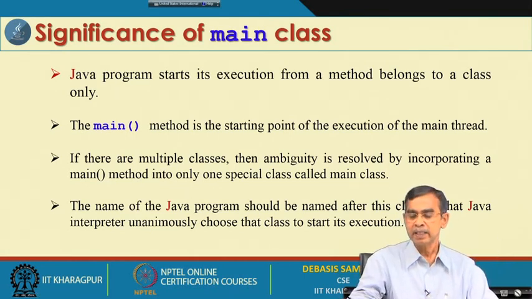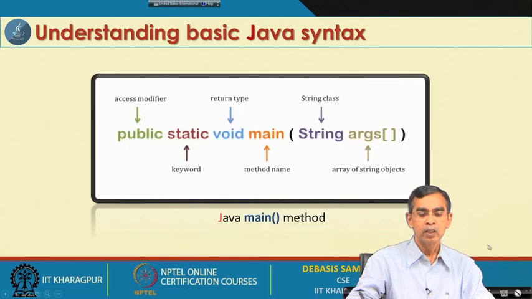So, main is basically the starting point of your execution, and the Java runtime can understand that it is there. If you do not have any main method in any class, then the Java runtime environment will not be able to understand which one to run, and then it will give an error. So, this is why there should be a main method.